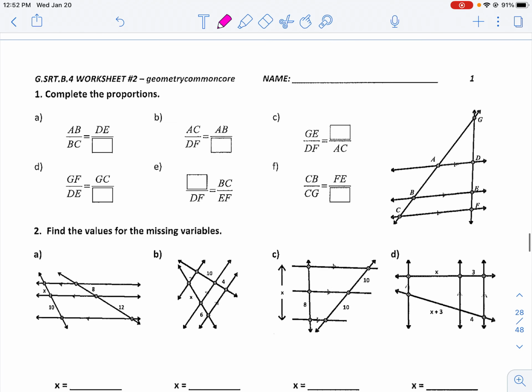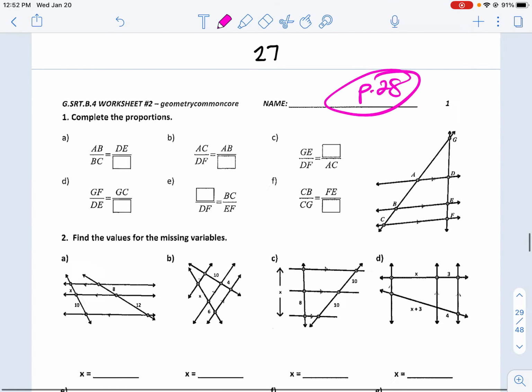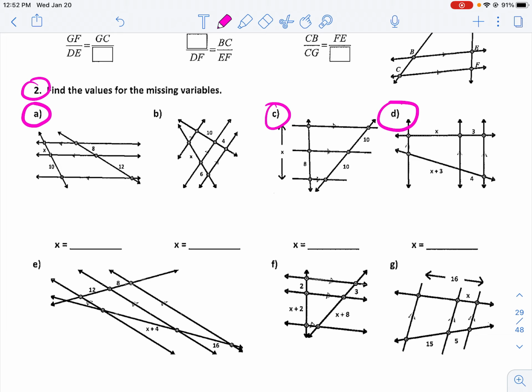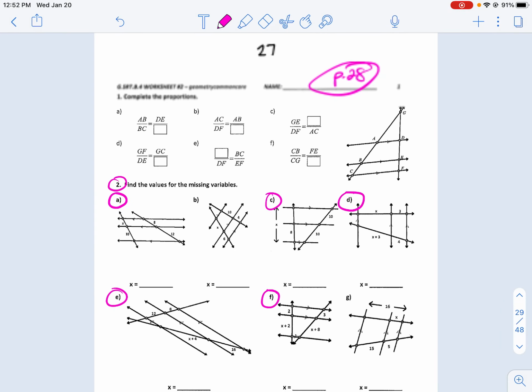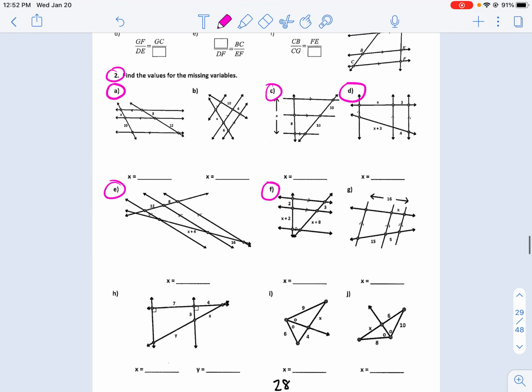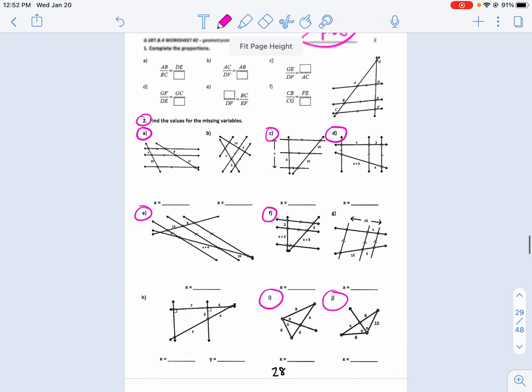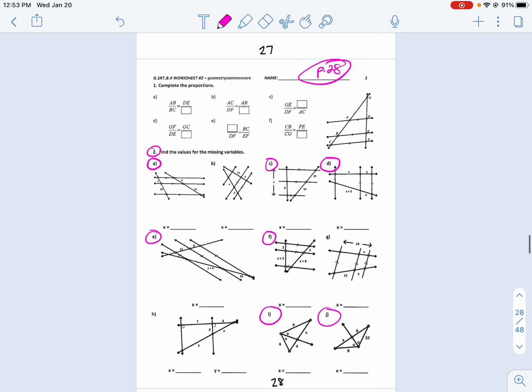All right, so for homework tonight, guys, since our video is pretty short, please go to page 28, and we're going to have you circle just a few. So here's page 28. I want you guys to try 2A, C, D, E, and F. Okay, and then also down here, I and J. So let me just zoom out so you guys can see. Not everyone on this page: G you can skip, H you can skip, E you can skip, and all this you can skip.